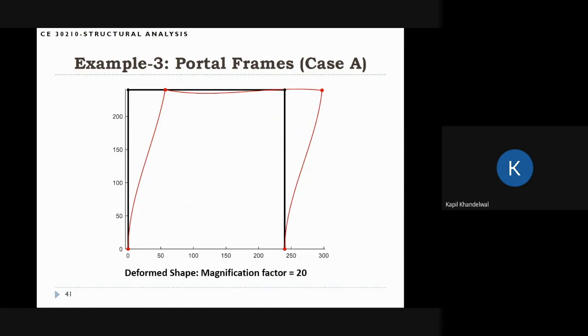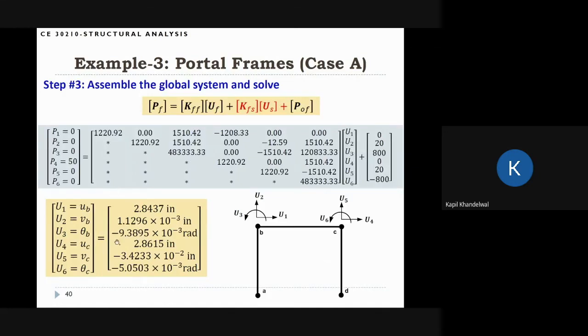This is case A with no bracing. You can see that I'm using a magnification factor of 20 here, but there's a lot of lateral displacement in this frame. If you check the number for lateral displacement, it is the displacement in the U1 or U4 direction. U1 and U4, which are UB and UC, are very close to each other. If we see U4, it's about 2.86. So the displacement in the U4 direction is 2.86 for this frame.